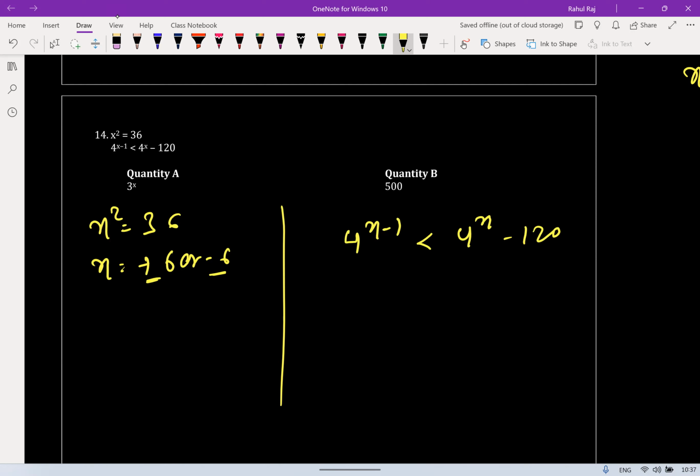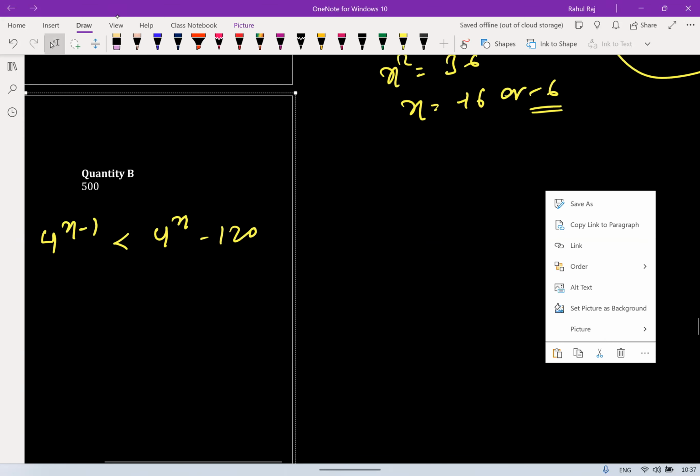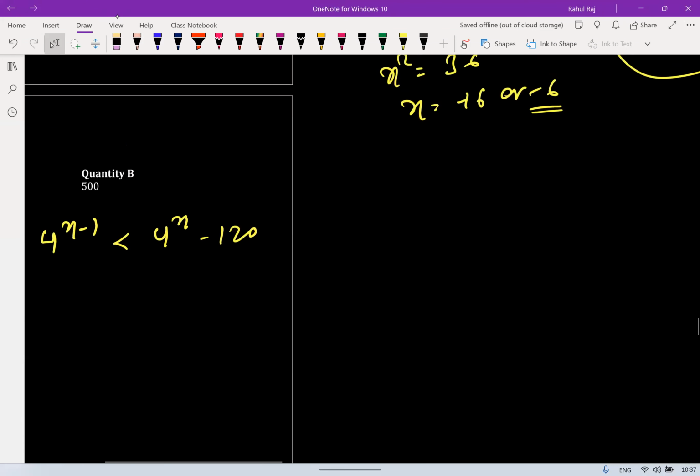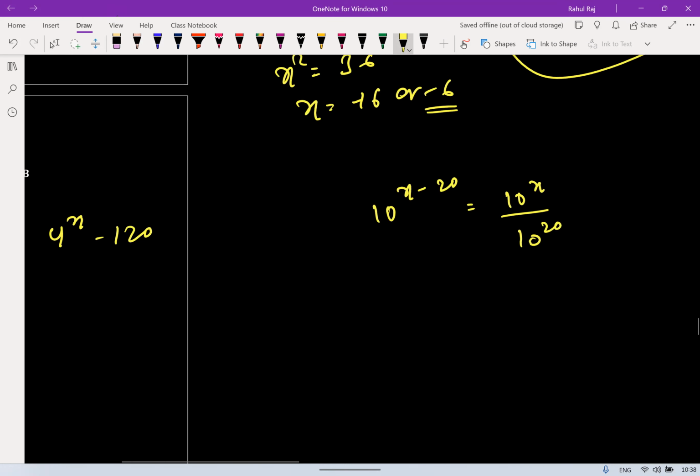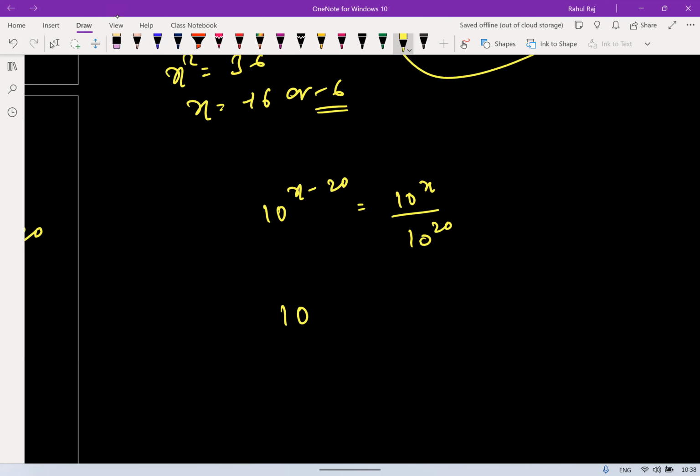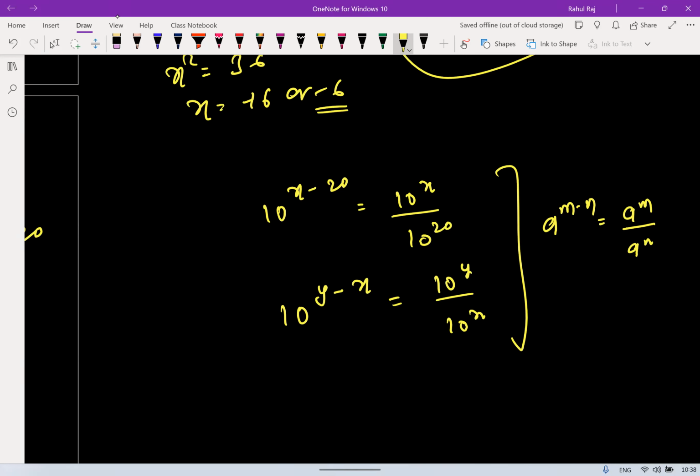So, Alexa, tell me one thing. A to the power m minus n is what? A to the power m by a to the power n? This is exponents. Then, if it is written here, 10 to the power x minus 20, this is nothing but 10 to the power x by 10 to the power 20. So imagine it is 10 to the power y minus x. This is nothing but 10 to the power y by 10 to the power x. I didn't know this exponent rule. A to the power m minus n is a to the power m by a to the power n.